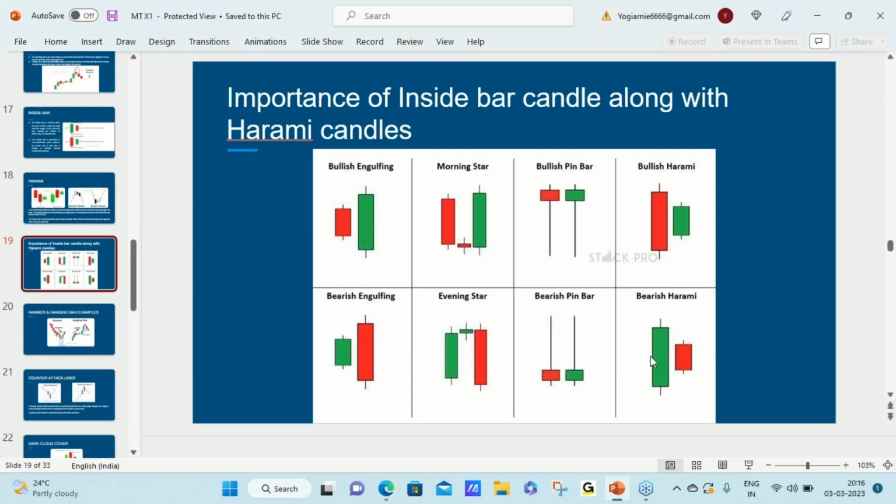So you just look at the bearish Harami. The bearish Harami has to be an inside bar, and the mother candle has to be green in color. We just write down points for bearish Harami now.